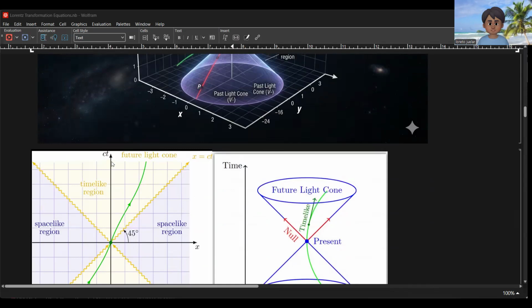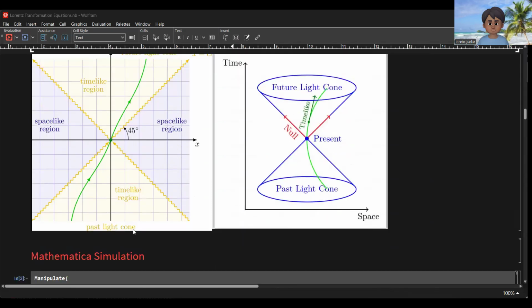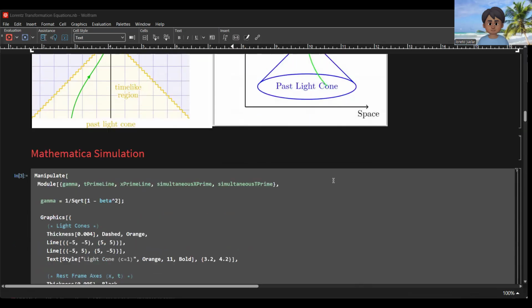And the vertical axis here refers to the CT, speed of light times the time. And we have the time-like regions here. So this is the past light cone. So we have the future light cone here, and we have the time-like inside the cone. And the null set here refers to the speed of the light. So this is the null set line, this one. So we have the present here at the center, and we have the past light cone here.